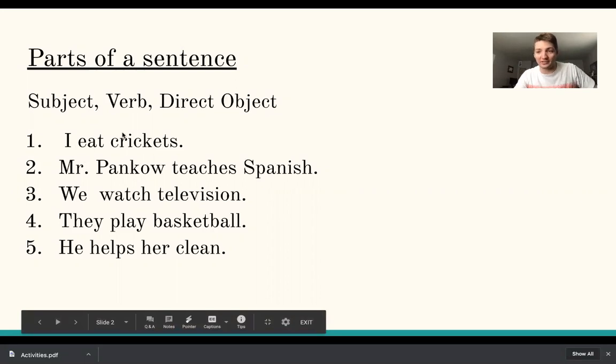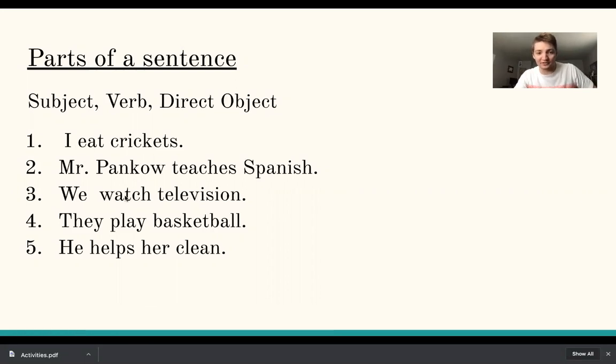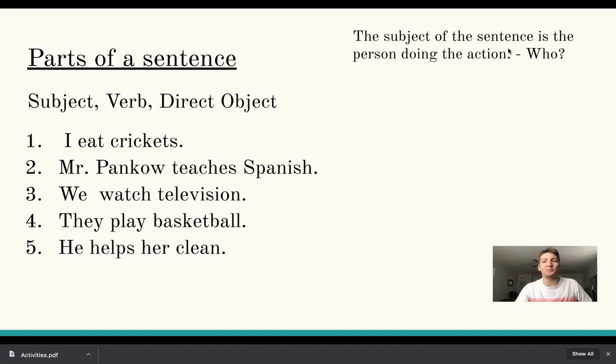I eat crickets. Mr. Panko teaches Spanish. We watch television, they play basketball, and he helps her clean. All right, those are very, very basic sentences. We need to know that the subject of the sentence is the person doing the action. It answers the question, who? So I eat crickets. Who's the person doing the action? Who's the person doing the eating? It's I. Who's teaching Spanish? Mr. Panko. Who's watching television? We are. Who's playing basketball? They are. Who's helping her? He is. Okay, so these are the subjects of our sentence.